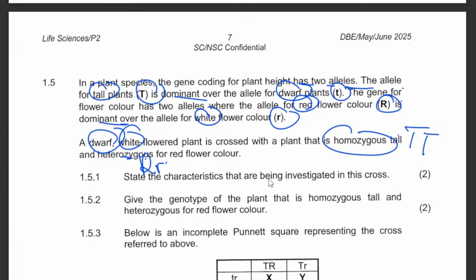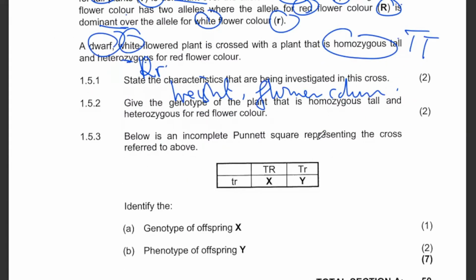State the characteristics being investigated here. First of all, we have height, and then we have flower color. Cool. They're saying give the genotype of the plant that is homozygous tall and heterozygous red. Give the genotype homozygous tall and heterozygous red. So it is like that, meaning you get a mark there, you get a mark there.